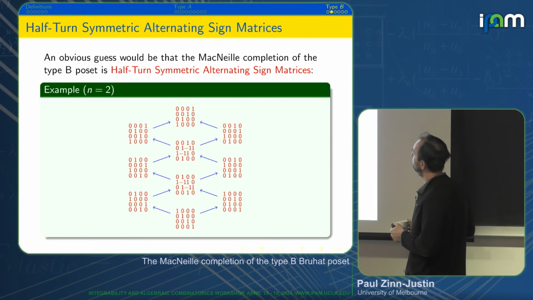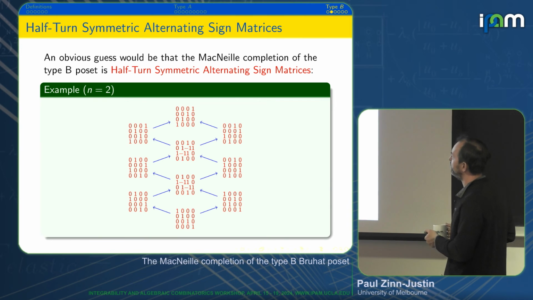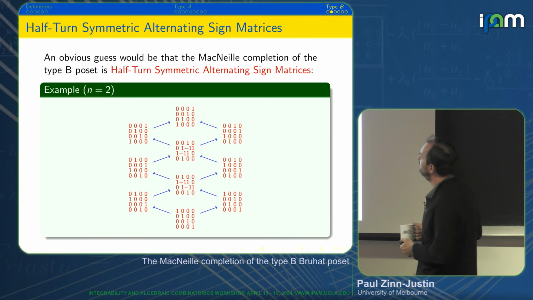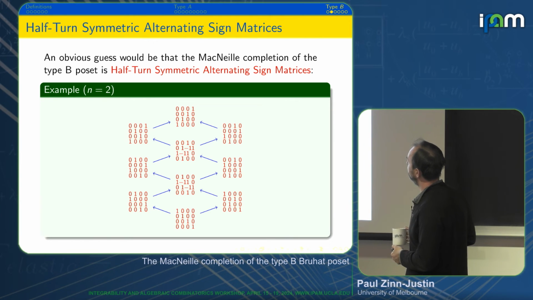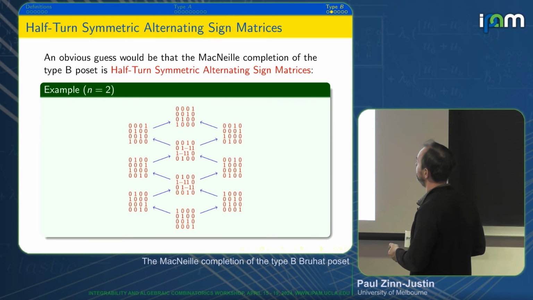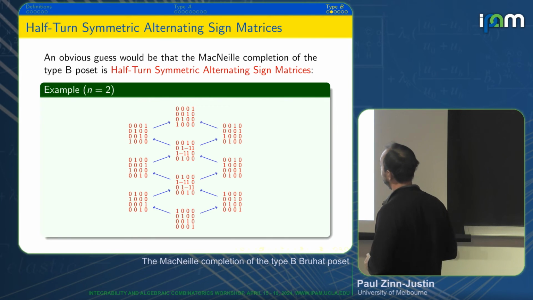So here's, for example, one class that he definitely considered. It's probably the easiest class after the whole set of ASMs: the half-turn symmetric alternating sign matrices. Here I've drawn for you all 8 of them, and of course I'm going to argue that it has something to do with the previous picture. But for now, let's just take that as a definition. Take all the 4x4 alternating sign matrices which are invariant under 180-degree rotation, and there are 8 of them.